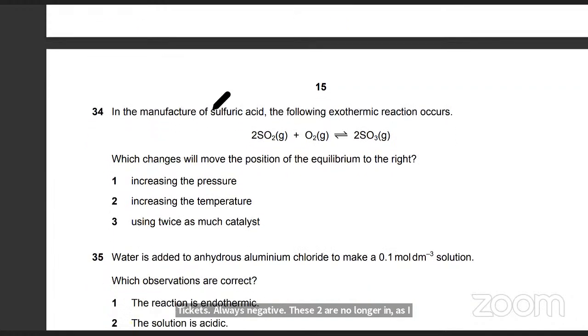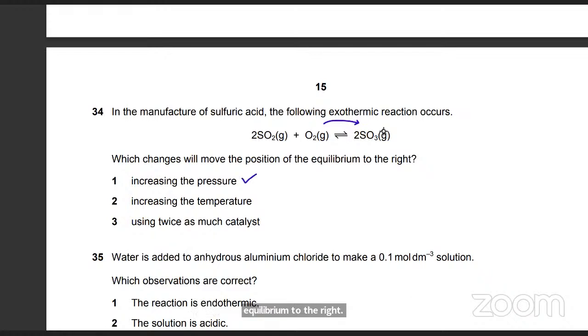Next part: sulfuric acid is being manufactured. Which changes will move the position of the equilibrium to the right? So increasing pressure, it will shift to the side with fewer gas molecules.